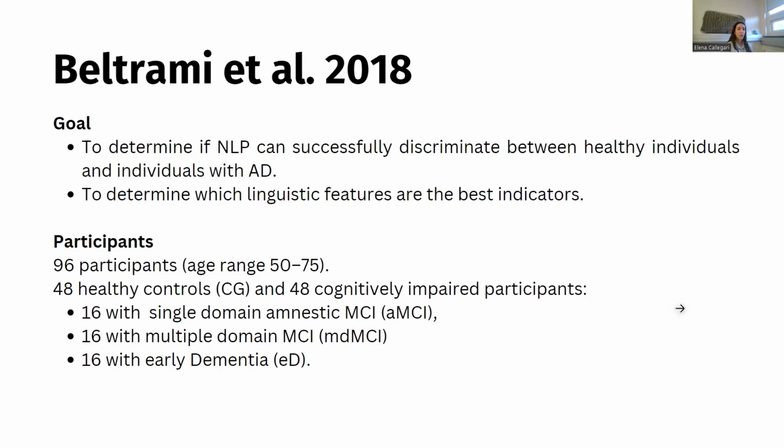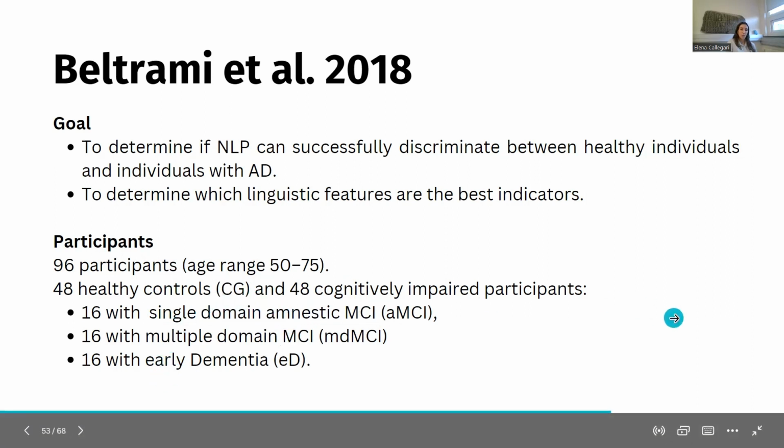So they had 48 healthy controls, so individuals that are just healthy, they have no known pathology, and then 48 individuals that had dementia, Alzheimer's disease dementia at different stages. So they tested 16 individuals with MCI, amnestic MCI, 16 individuals with multiple domain MCI, and 16 individuals with early dementia.